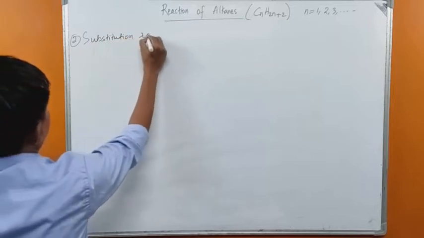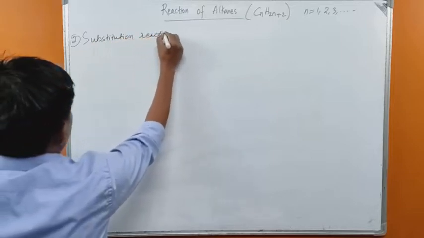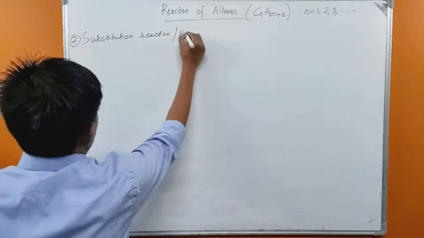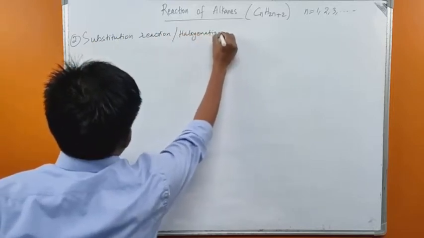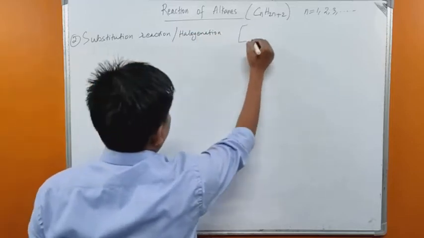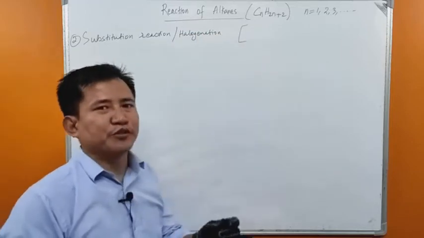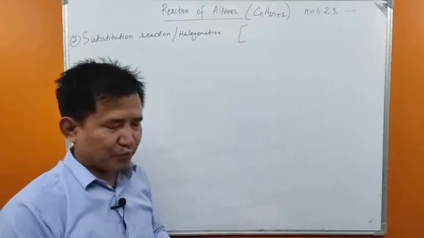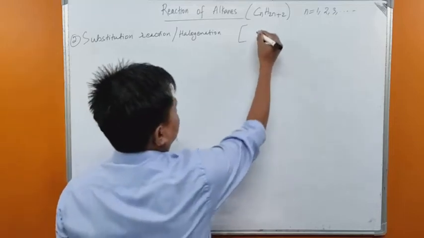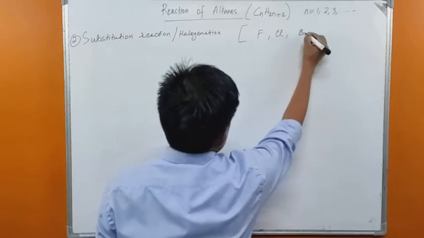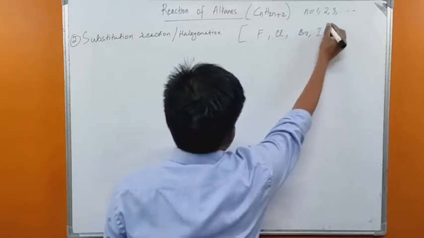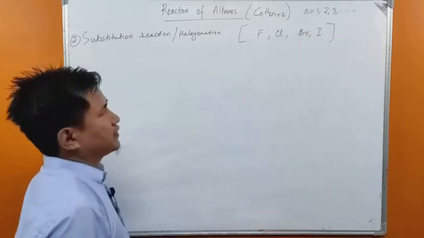Substitution reaction, or you can call this halogenation also. Halogenation. And do you know what is halogen? Halogens are the elements from group 17 in the periodic table, isn't it? Fluorine, chlorine, bromine, iodine, and so on, okay? So these are halogens, isn't it?